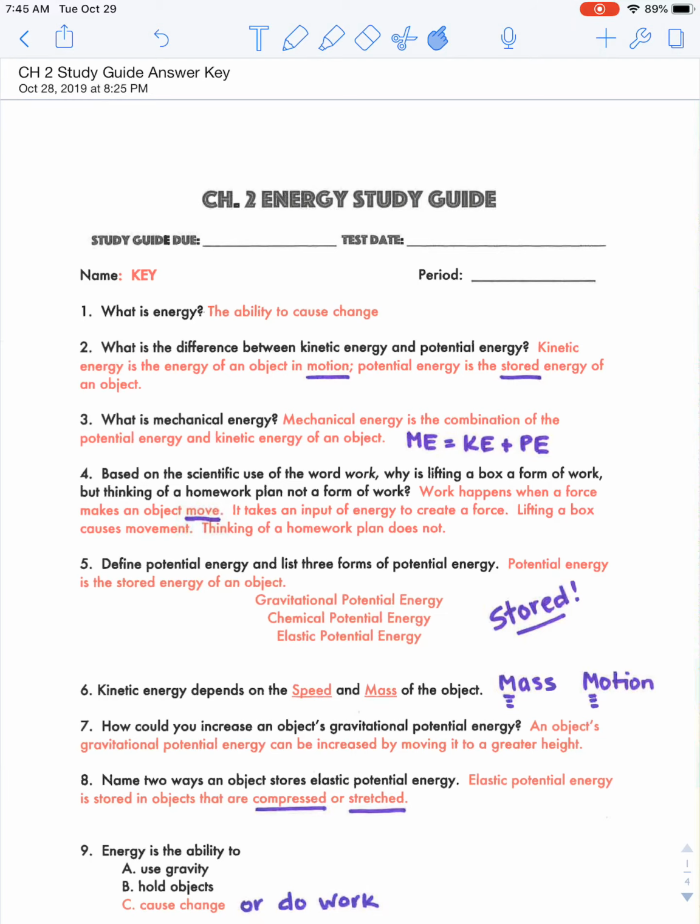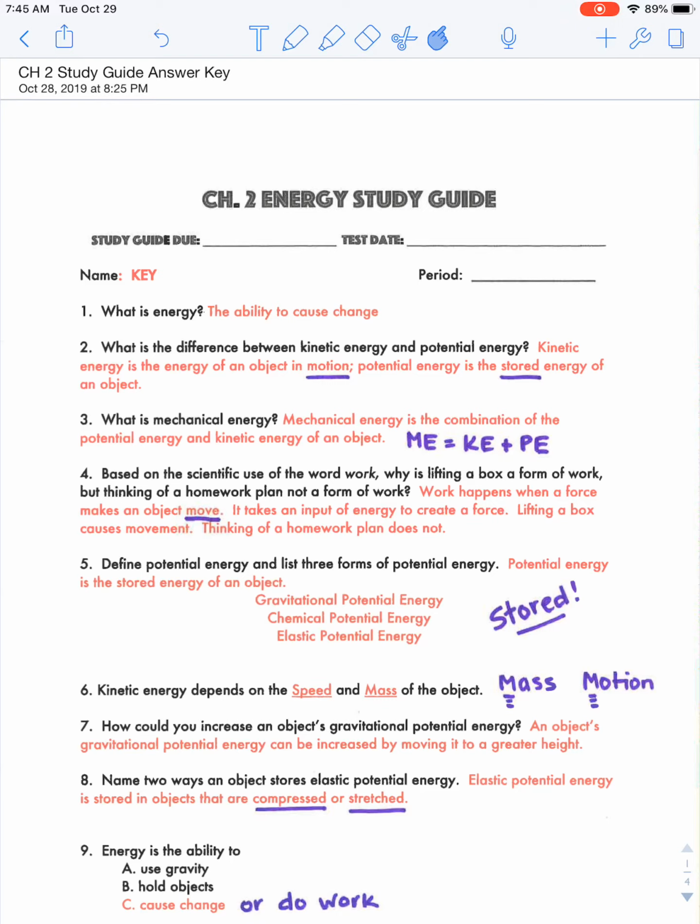mechanical energy. Based on the scientific use of the word work, why is lifting a box a form of work, but thinking of a homework plan not a form of work? Work happens when a force makes an object move. It takes an input of energy to create a force, whether that be a push or a pull. Lifting a box causes the box to move. Thinking of a homework plan does not.